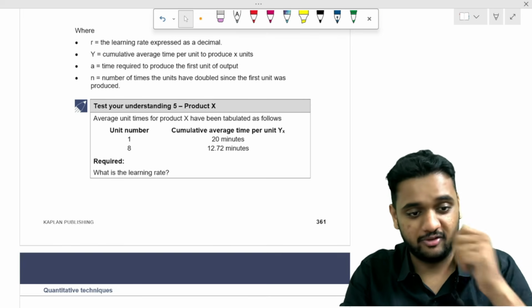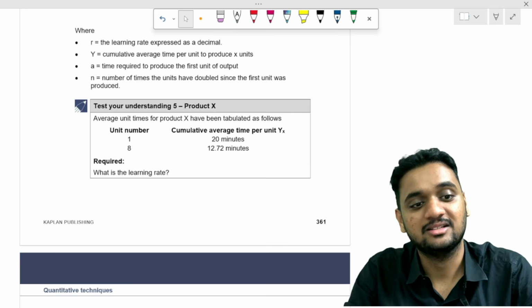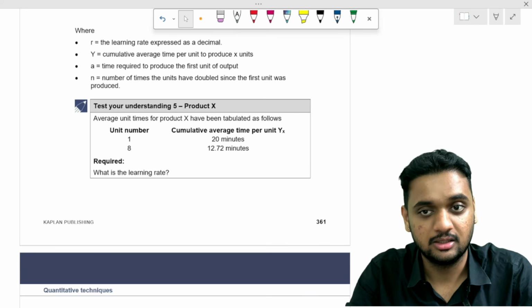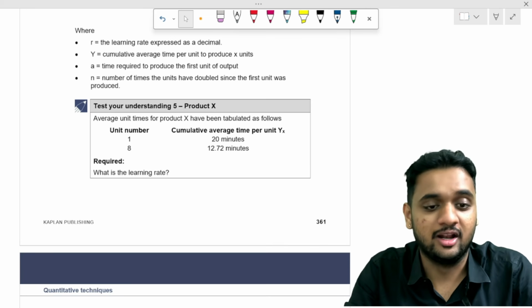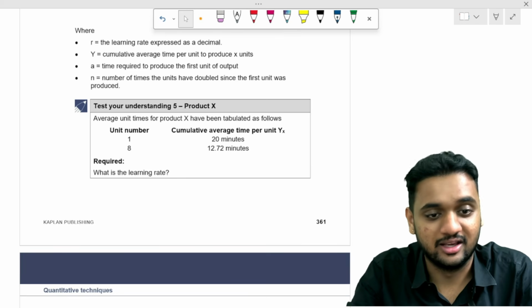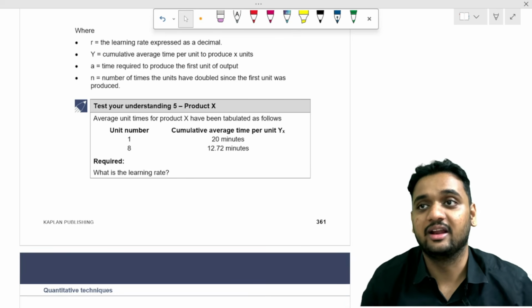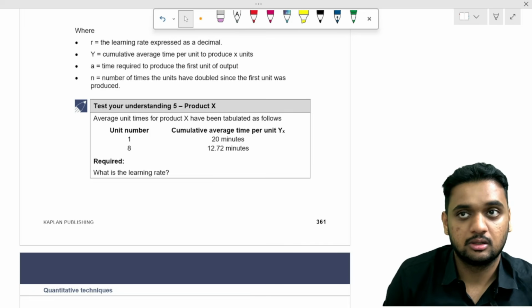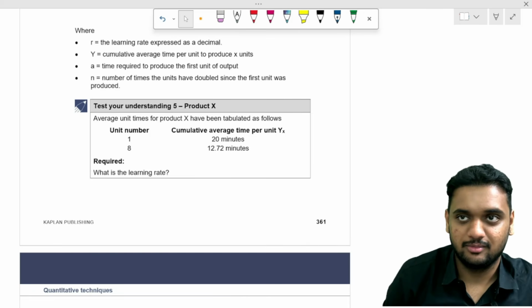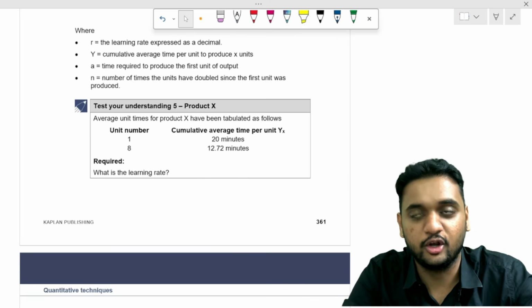Come to test and understanding question number 5. Sir, what is this question asking? You can do this using a calculator. What are they asking? They're asking for the learning rate. What will you do?